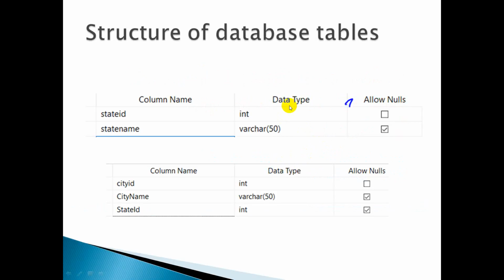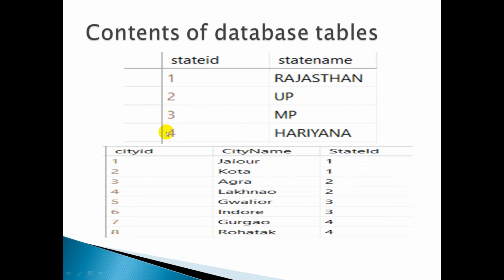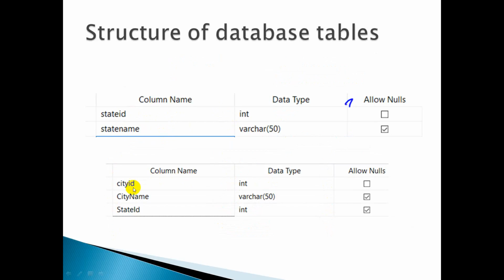In this video tutorial I am going to take two tables. First one is the state table where I am taking state ID and state name, where state ID is working as a primary key, and a city table where I am taking three fields: city ID, city name and state ID, where city ID is primary key and state ID is the foreign key which is referring the state ID of the state table. So this is the primary and this is the foreign key.